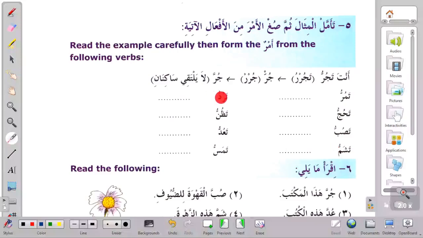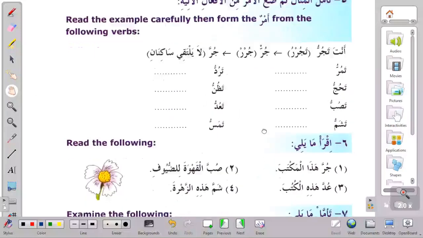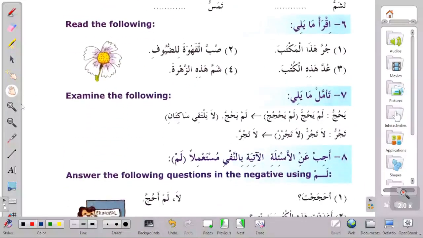Then taruddu, the amr is going to be what? Rudda. Then tazunnu, the amr is going to be what? Zunna. Oh, that is clear. Then ta'uddu, the amr is going to be what? Udda. Then tamassu, the amr is going to be what? Massa. So that is how it is. Actually, it is not difficult at all. So let's move to the next one, exercise number 6.